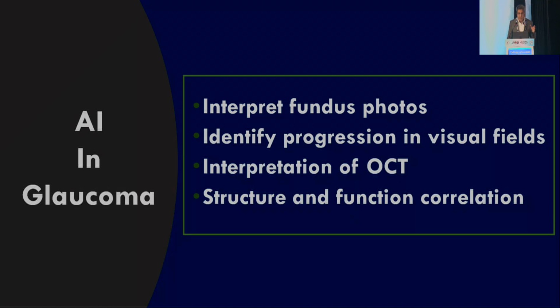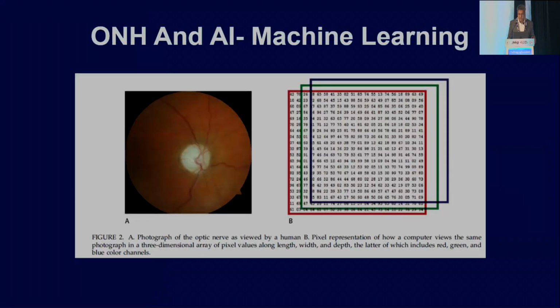So if you take AI in glaucoma, there may be several works happening, but it can interpret fundus photos. It can identify the progression in visual fields. It can interpret your OCT, because you have DICOM, you have electronic medical records, you have all the information like what Madam Sushmita was showing. If it is in your system, it can do a lot of interpretation for you and also do this very important structure and function correlation.